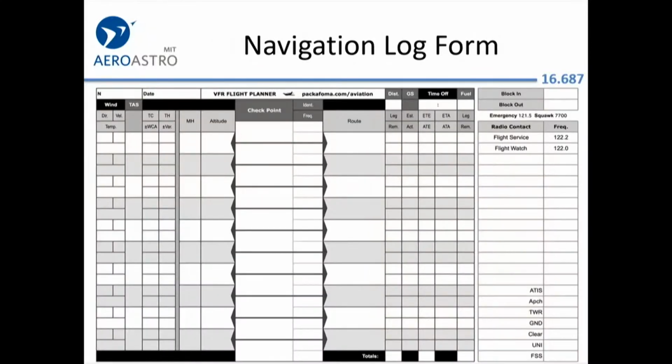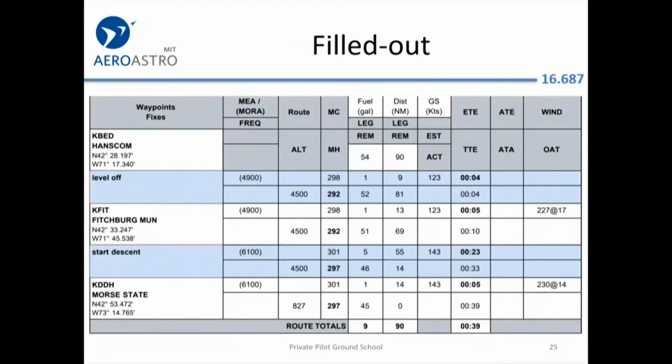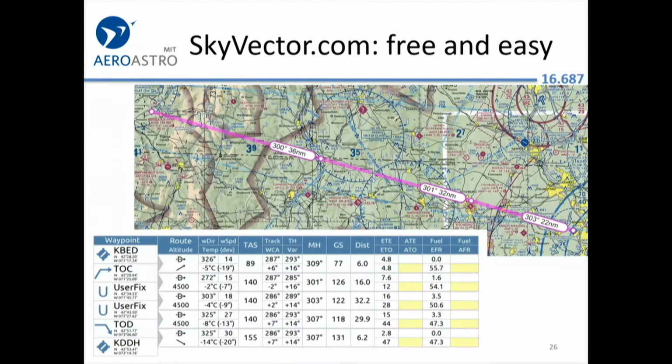Anyway, so we do all that, which is very tedious. It's based on a forecast, again, of the winds aloft, so it's never going to be exactly right. And we use it to fill out one of these navigation log forms. Once it's all filled out, you can see that it's a lot easier to do if you just ask some computer application to do it for you. Like SkyVector is free, and it will do it for you using the forecast winds.